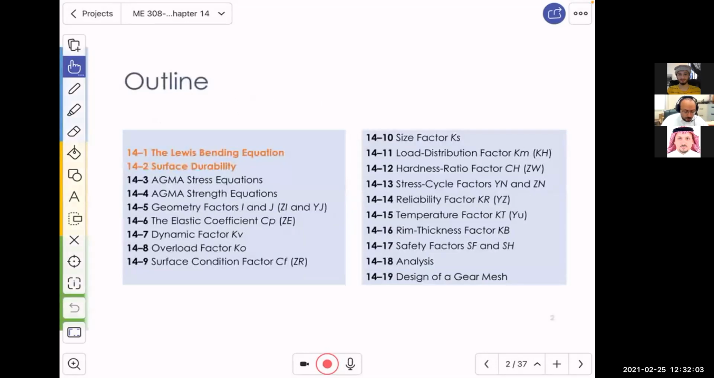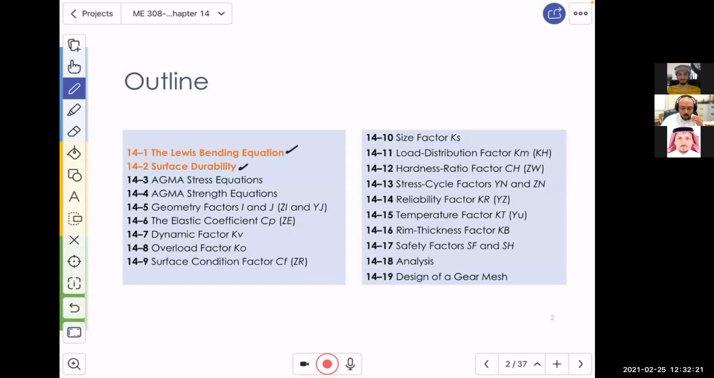Okay, now the outline of the chapter is in front of you. There are two omitted sections, and honestly speaking, the first one has the word Lewis.